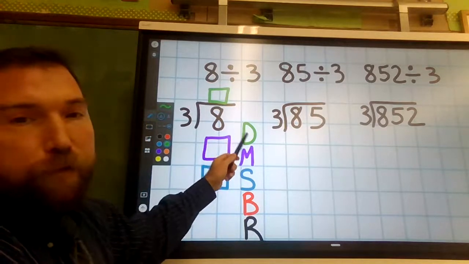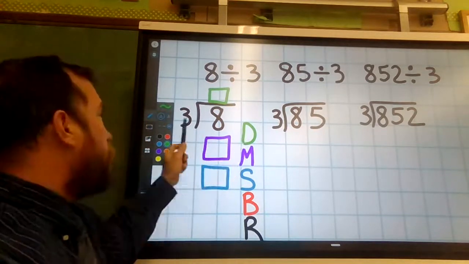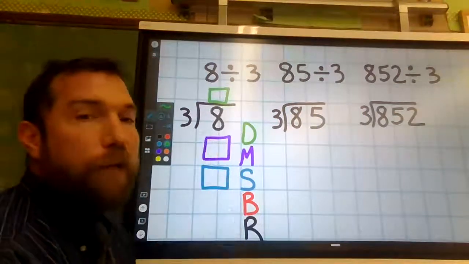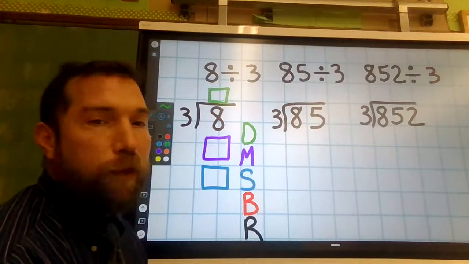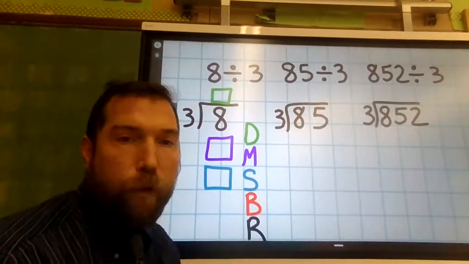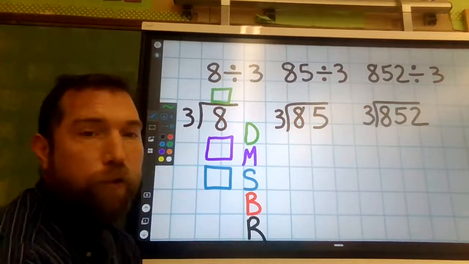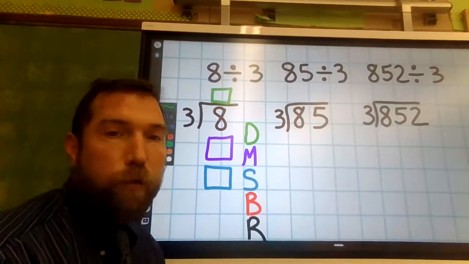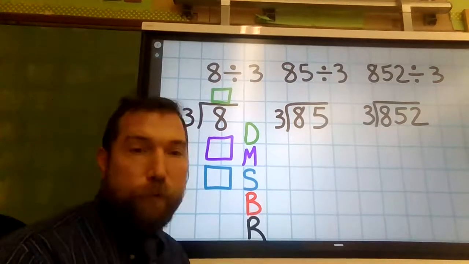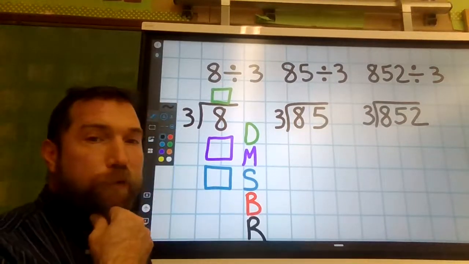Again, our first step is still always D. How many times can 3 fit into 8? If I have 8 of something, how many teams or how many groups of 3 can I make? Okay, you can make 2 whole groups. So that's the number that goes up top.